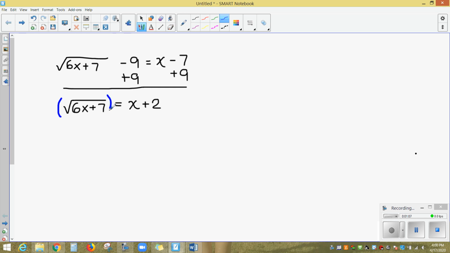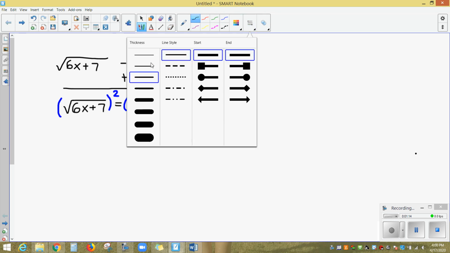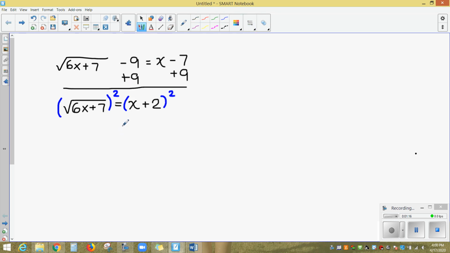Now once that radical is all by itself, we get rid of a square root by squaring both sides. And anytime we square the square root of something, it just leaves us with that something, my stuff underneath. When we square the right side, however, we can't just square the x and square the 2 and keep going on down the road. When we square across a plus sign or a minus sign, it doesn't work that way.